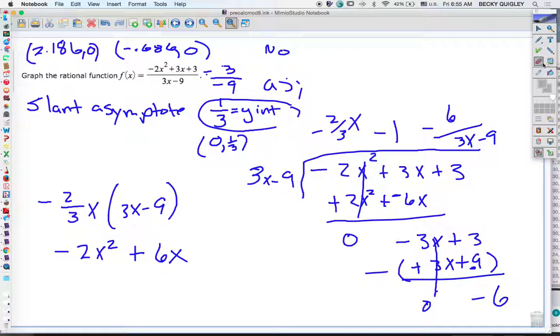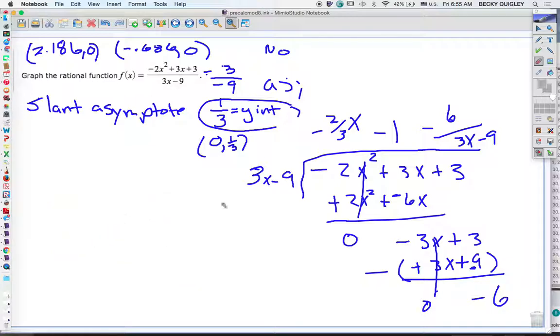All right. So how does this help us? We have this form here. Well, we want to look at what happens as x goes to infinity. So as x goes to infinity here, this is going to increase without bound.